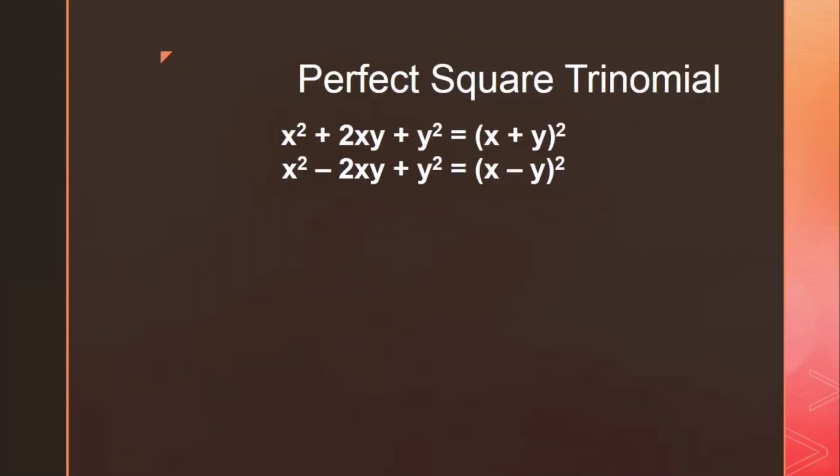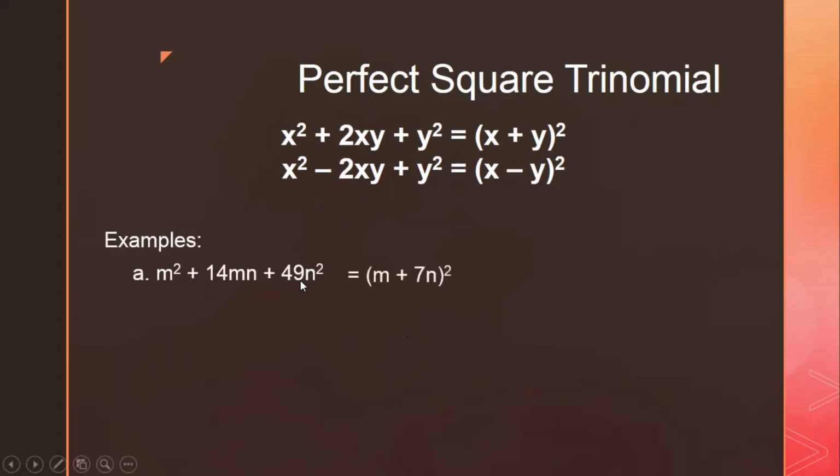Next, to factor a perfect square trinomial, just find the square root of the first term and the square root of the third term and write it in the form of the square of the sum or difference of two terms. Example: m squared plus 14mn plus 49n squared. Since this is a perfect square trinomial, its factors are (m plus 7n) quantity squared.